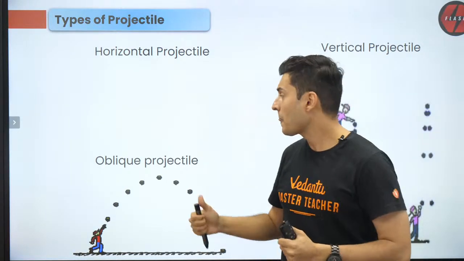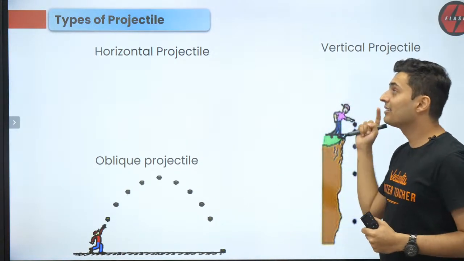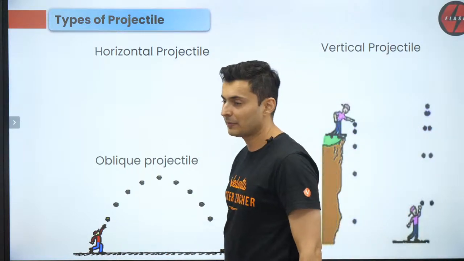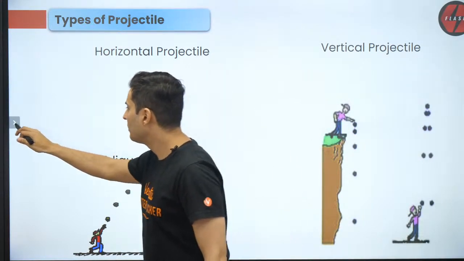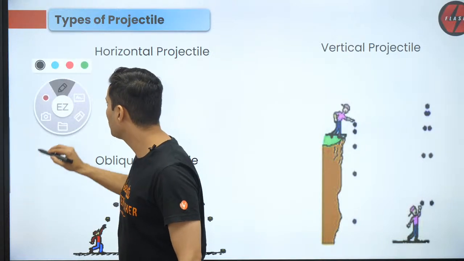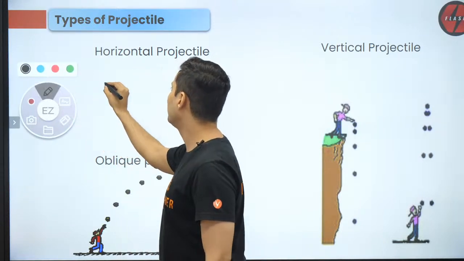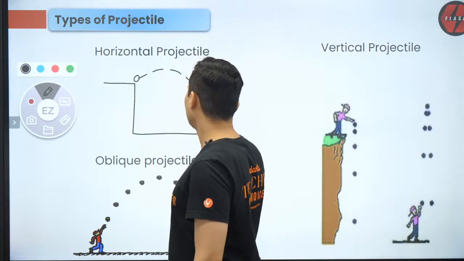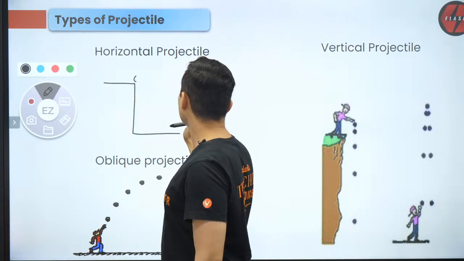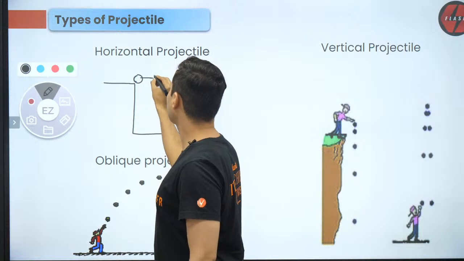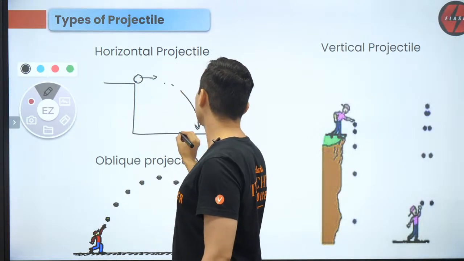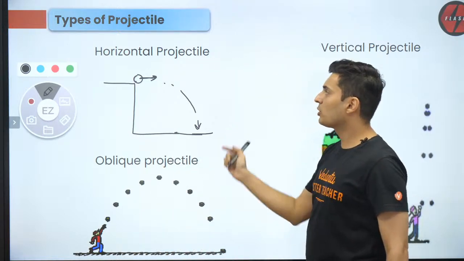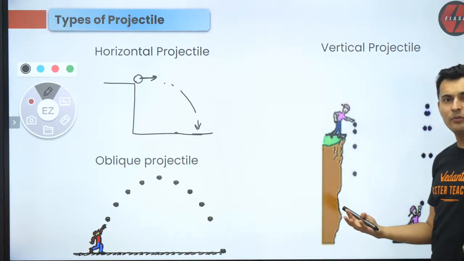So, what is this chapter all about? It's all about oblique projectile or even horizontal projectile. Maybe the diagram didn't come, but let me draw it for you guys. So what is horizontal projectile? You are standing on a hill and you throw a ball like this, horizontally. That is nothing but a horizontal projectile. You are kicking that ball or throwing that ball horizontally. It goes like that. So oblique projectile, horizontal projectile, these are different forms of projectile.